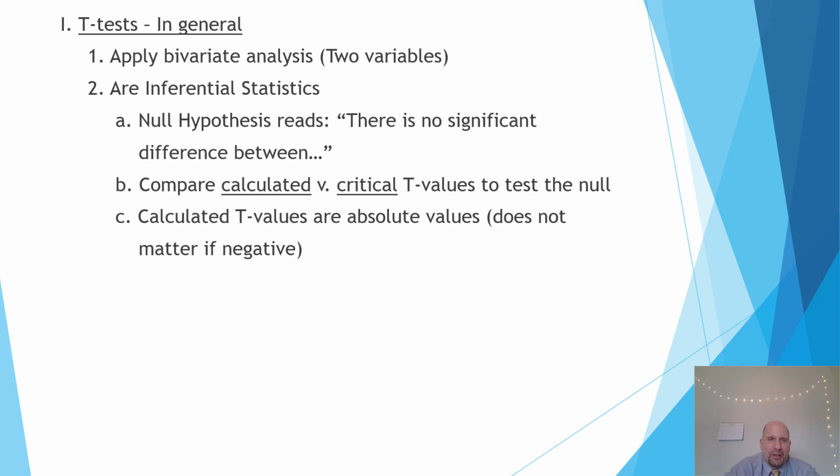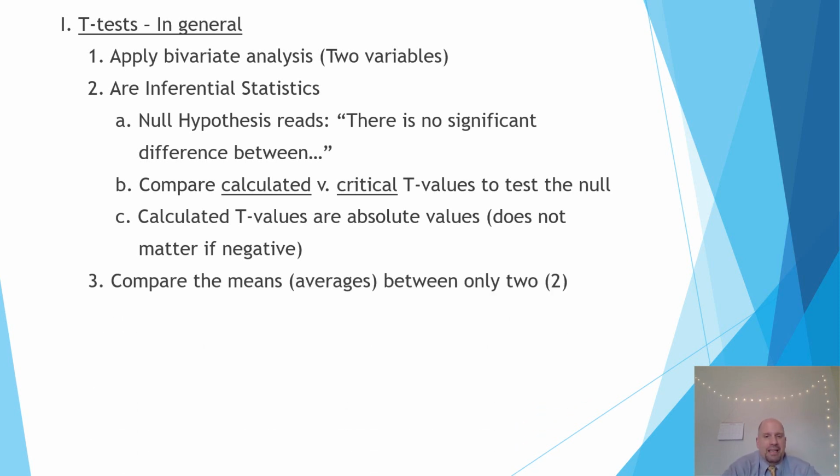Many of you might recall from earlier classes you had, maybe in junior high and high school, anytime you have a value, whether it's positive or negative, between two lines, it's referring to the absolute value of the number, which means its inherent value regardless of whether it's positive or negative. So when we're talking about calculated t-values, we're going to recognize them as absolute values. It doesn't matter if they're negative, okay? Next, for number 3, t-tests, unlike other comparisons, which we're going to look at, specifically ANOVAs, they compare the means or averages between only two groups.